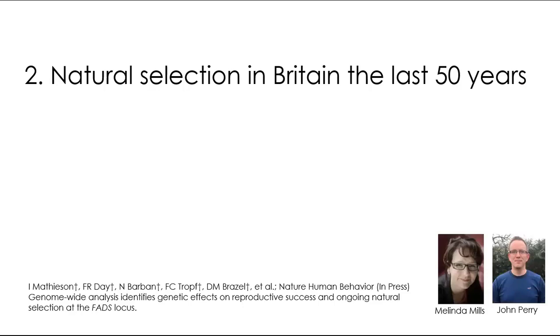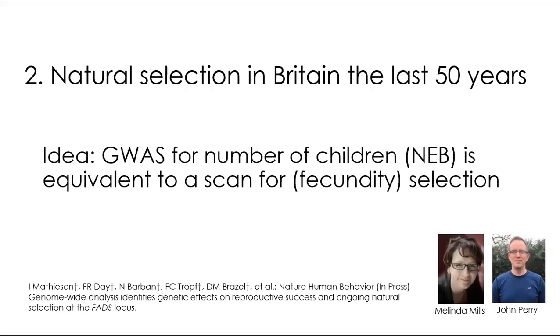So we decided to try and understand that by looking at really recent natural selection. This is work with Melinda Mills and John Perry. The idea here is that in order to look at natural selection in recent times, we're going to do a genome-wide association study for fertility. I'll talk about what that is. The phenotype here is the number of children you've ever had. And the idea is that if there are genetic variants associated with fertility, by definition, those genetic variants are under natural selection. Conversely, presumably the main way in which natural selection works on living populations is through fertility.